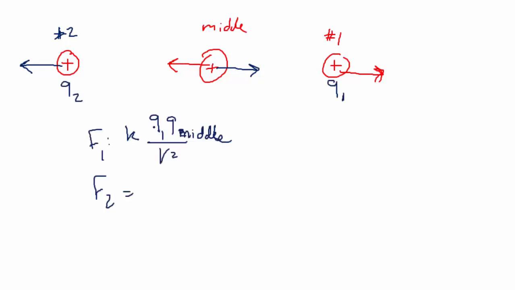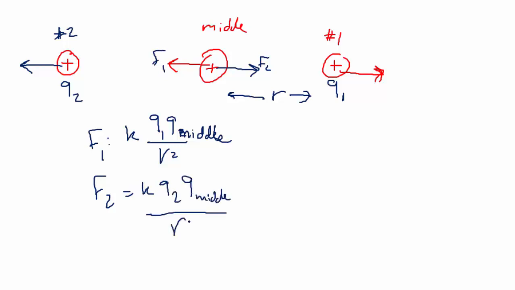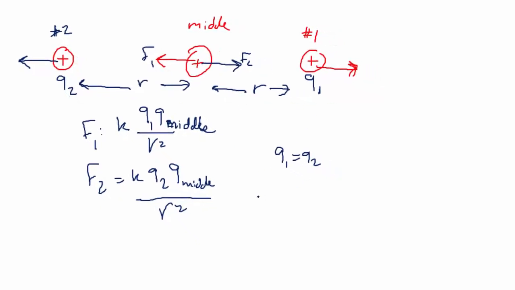Are they equal, or is the force by the first charge bigger, or is the force by the second charge bigger? The force F1 will be K times Q1 times the charge in the middle, let's just call it Q middle, over R squared, where R is the distance. And the force by the second object, F2, will be K times Q2 times Q in the middle over R squared. Now notice here that R here is the same as R here, since they are at equidistance away from the middle charge. And we are told that Q1 is equal to Q2. Hence F1 is equal to F2, and those two forces will cancel each other.